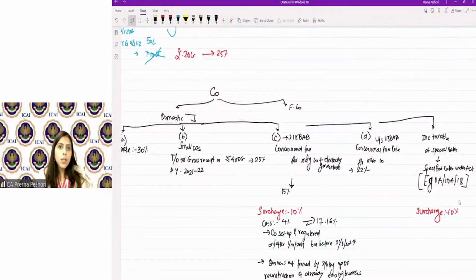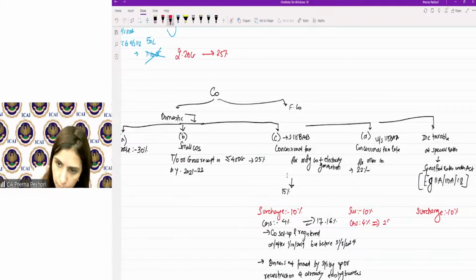The last one, 115BAA, will not take that much time because it is similar to 115BAB. The tax rate is 22%. The surcharge here is 10% again, and cess is 4%. So effectively the tax rate comes to 25.168%.